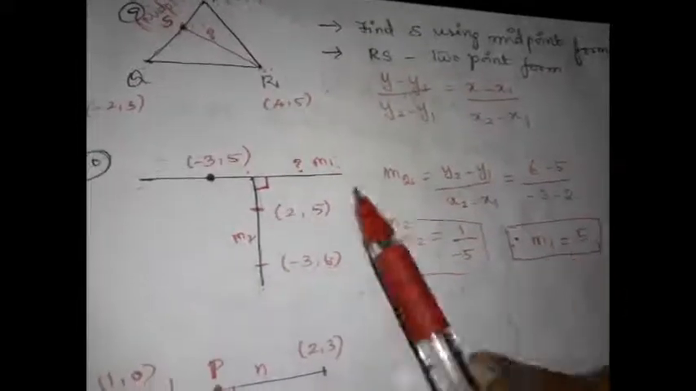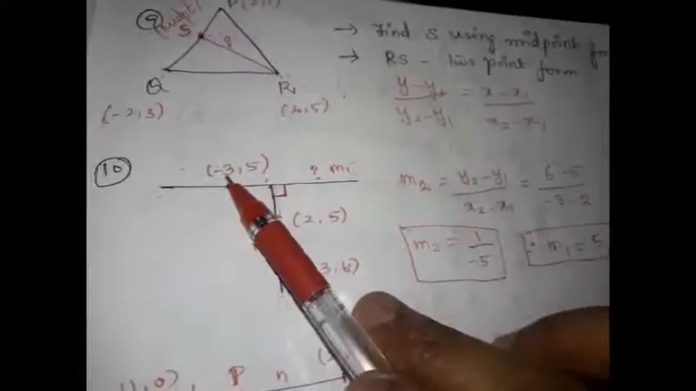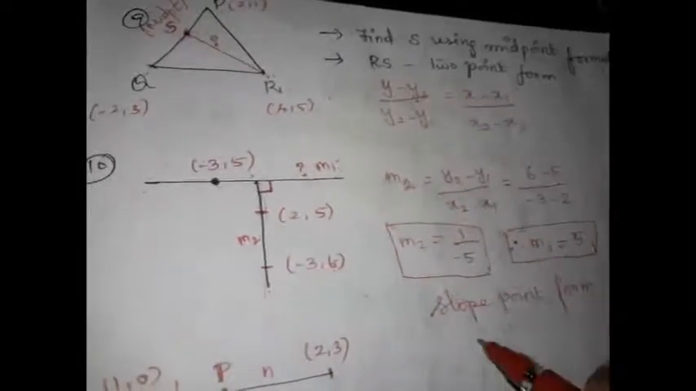You have to write with proper statements, okay? The slope of the required line is 5. Now, we have a slope and a point on the line, so we can use the slope-point form. What is the slope-point form?